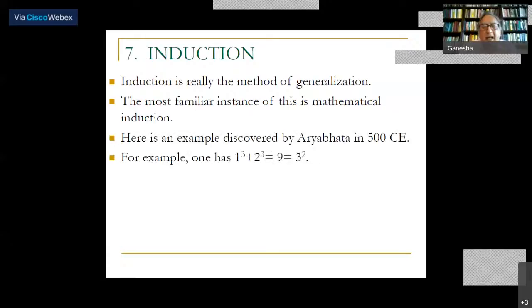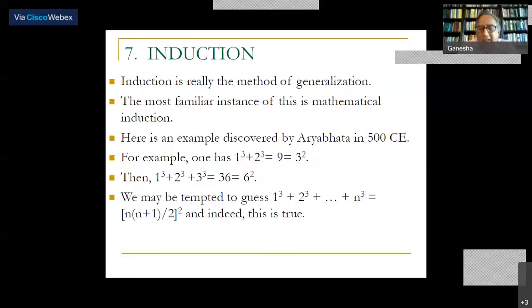So he discovered, for example, 1 cubed plus 2 cubed is 9, which turns out to be a perfect square. And he did the next one, 1 cubed plus 2 cubed plus 3 cubed, it turns out to be 36, which turns out to be 6 squared. It's a perfect square again. So then he was led to guess a formula. If I take all the first n cubes and add them up, do I get a perfect square? And what kind of a square is it? Well, it's n times n plus 1 over 2 squared. And indeed, this is true, and I'm sure you've seen this before. It can easily be proved by what is called mathematical induction.